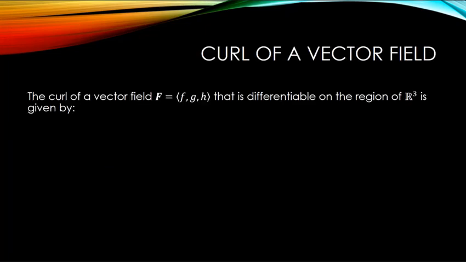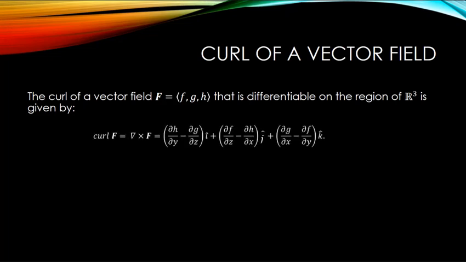The curl of a vector field F, equal to a vector with components f, g, h, that is differentiable on the region of R3, is given by the curl of F is equal to del cross F, which is equal to the partial of h with respect to y minus the partial of g with respect to z in the i hat direction, plus the partial of f with respect to z minus the partial of h with respect to x in the j hat direction, plus the partial of g with respect to x minus the partial of f with respect to y in the k hat direction. If del cross F is 0, my vector field is irrotational.